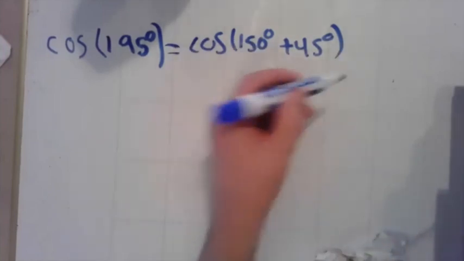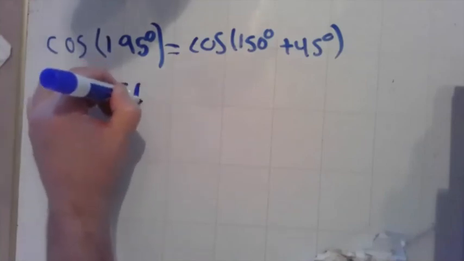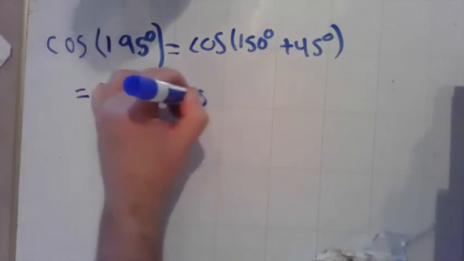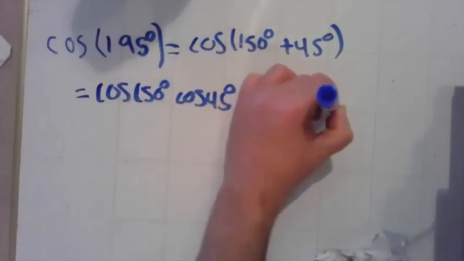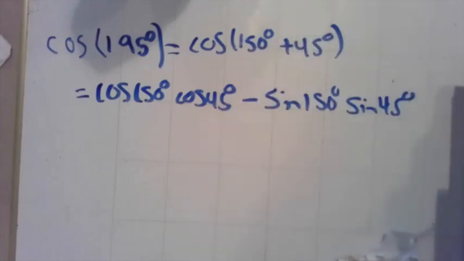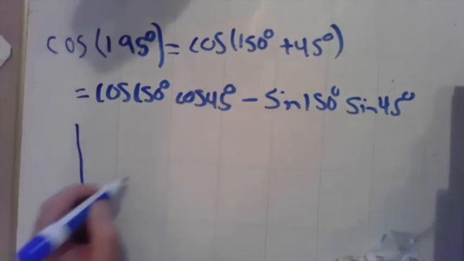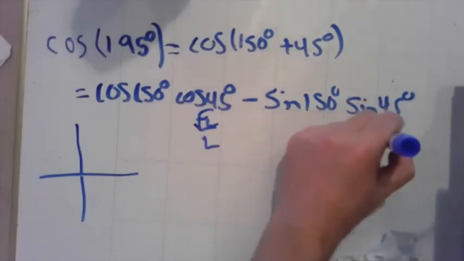Cosine of 150 plus 45, using my formula, is cos of the first, cos of the second, minus sine of the first, sine of the second. And now we could just pull out our handy unit circle that we've written in our notes and figure out what each of these are. I don't have these memorized, so I'm going to literally figure them out right in front of you. Well, I know the 45s. That's root 2 over 2, root 2 over 2.